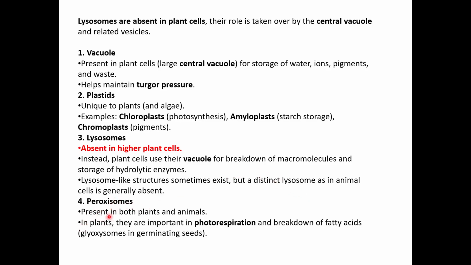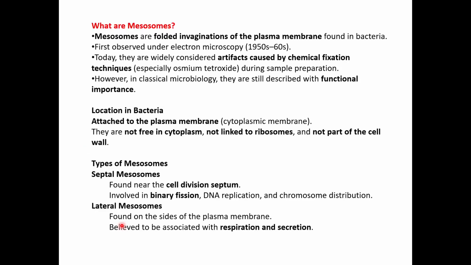Then peroxisomes are present in both animal and plant cells. In plants, they are important in photorespiration and breakdown of fatty acids. Glyoxysomes are found in the case of germinating seeds. Then next is, what are mesosomes? Mesosomes are folded invaginations of the plasma membrane. So the plasma membrane of bacteria folds and forms an invagination like this. So these are called mesosomes.